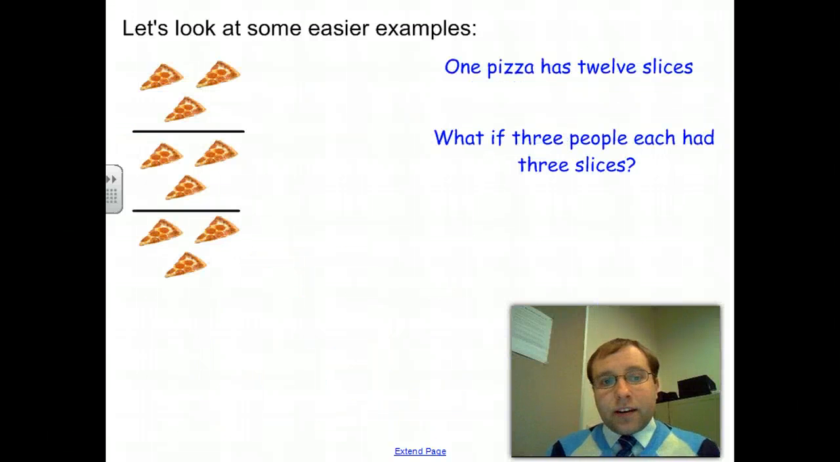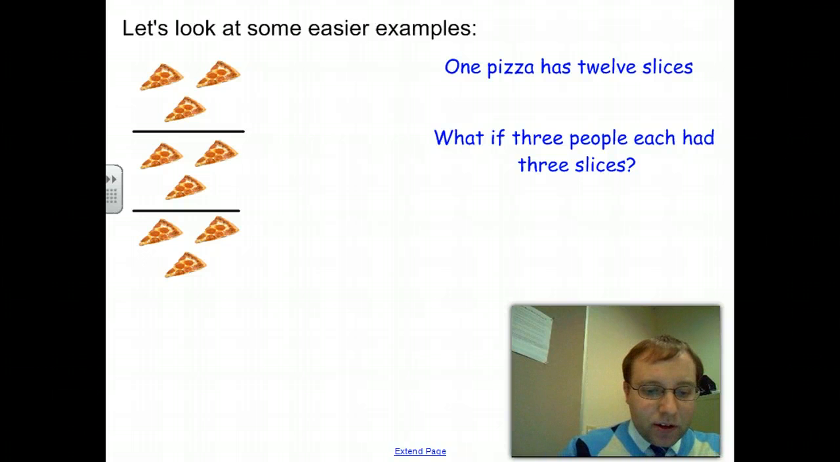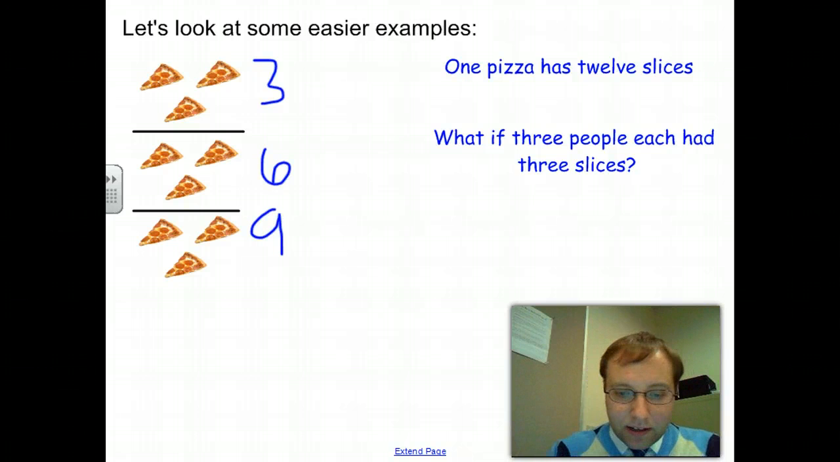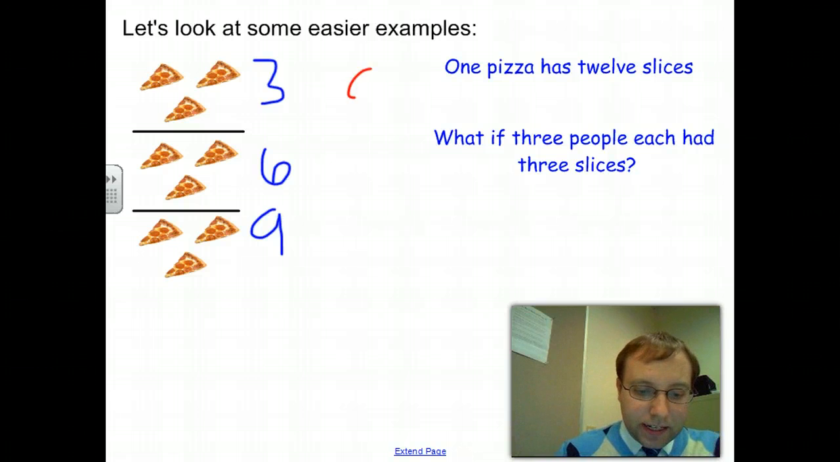So now, getting our first look at the multiplication of fractions, we're thinking that if one pizza has 12 slices, and 3 people each have 3 slices, how many slices then have been eaten? Well, we can look at it from a counting perspective. There are 3 slices for the first person. There's a total now of 6 for the second person, and then now 9 total after the third person has had their 3 slices. So in total, we can see that our fraction by counting becomes 9/12.